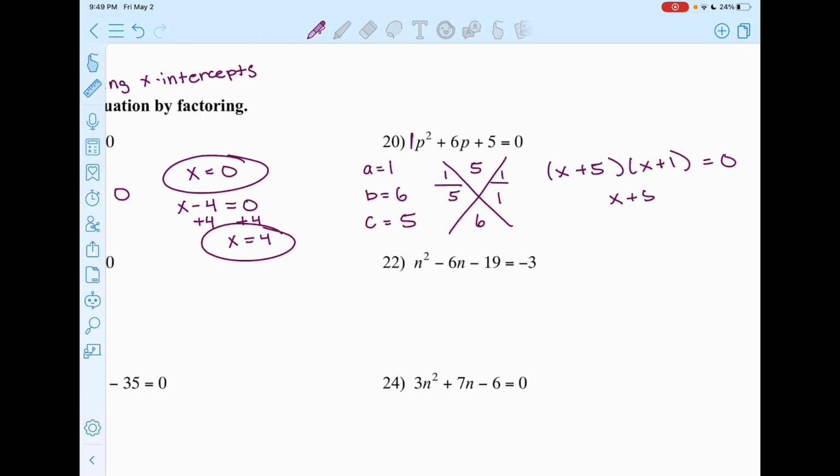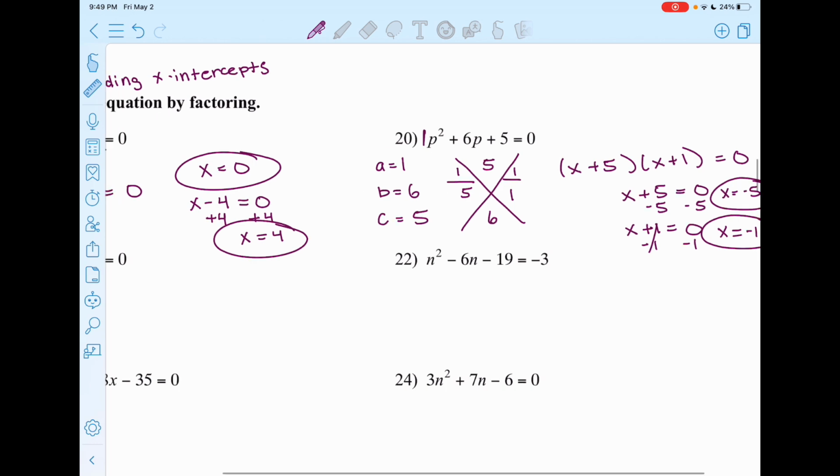And lastly, we're going to solve each for 0. To get rid of adding 5, I subtract 5. So I have x equals negative 5. And to get rid of adding 1, I subtract 1. My other x-intercept is going to be negative 1.